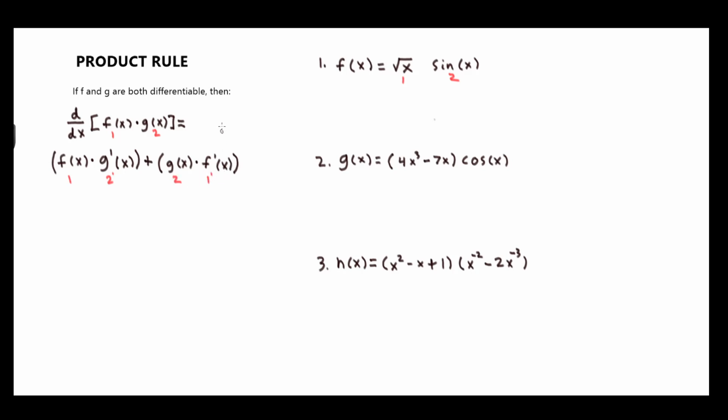So if you look at our first example here, we have a function of x where the square root of x is multiplied by the sine of x. As you can see, we have two different functions here. So we'll go ahead and label the first one, our square root of x here, 1, and then the sine of x as 2. So just kind of using our formula down here, we can find this derivative.